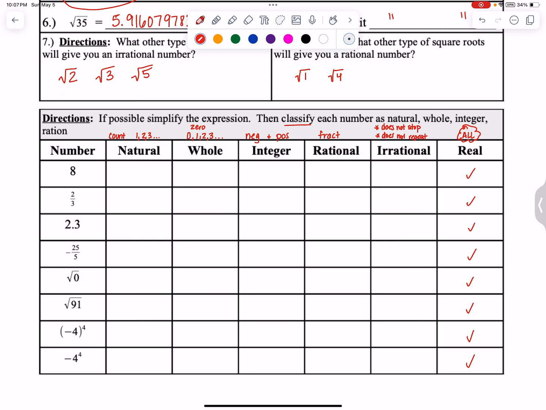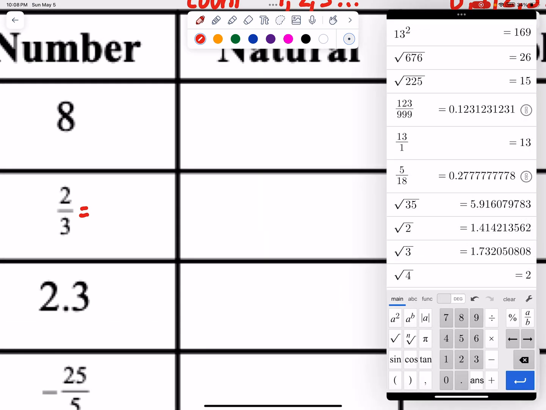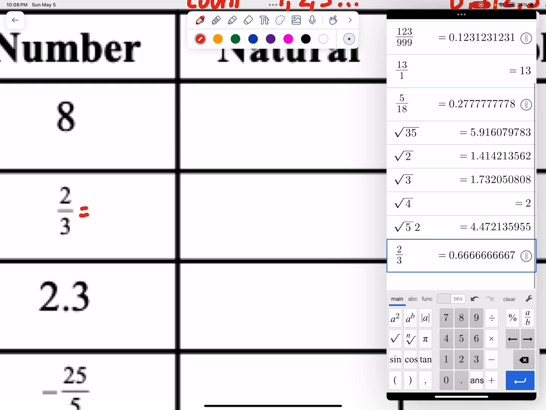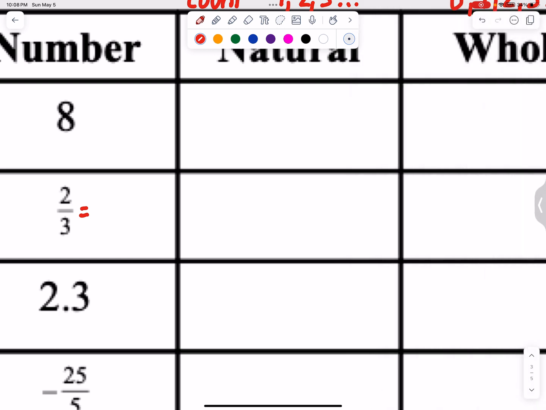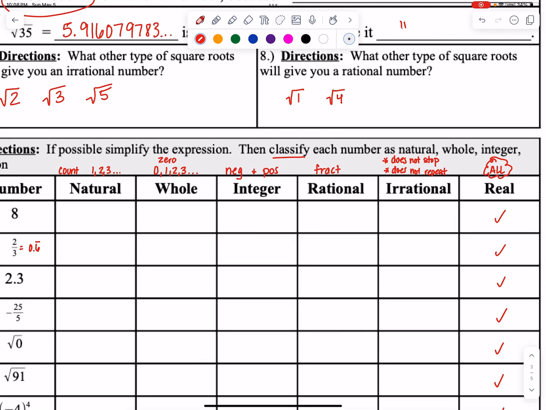Okay, so it's not an irrational number. The other recommendation I would make for you is to write what it actually is so we can see. So 2/3 was 0.6 repeating. Okay, and so we're going to go through and look at this a little bit. So that one's not irrational.